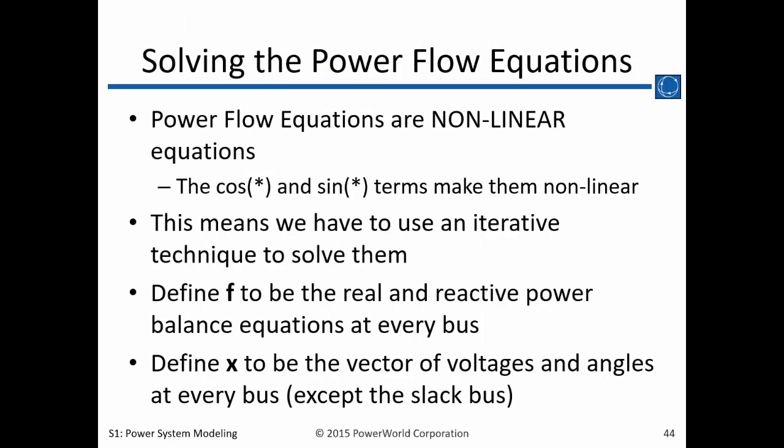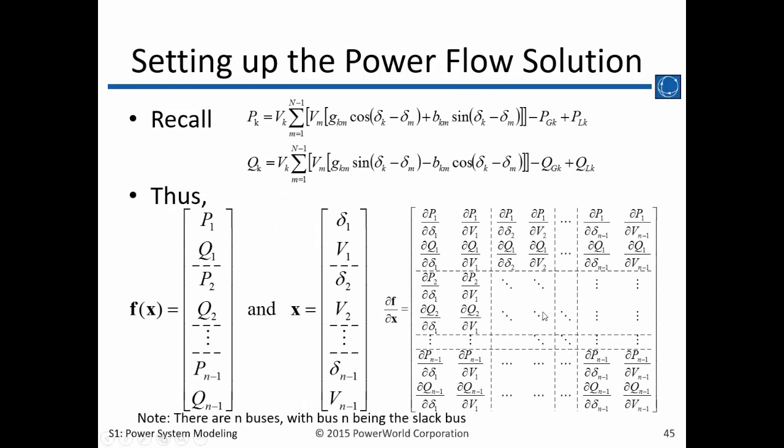Solving the power flow equations, again, they're nonlinear with cosine and sine terms. This means we use this iterative technique to solve them. We define F to be the real and reactive power balance equations at every bus. Those are the functions that we define for solving the power flow equations. And x is the vector of the voltages and angles at every bus except the slack bus. We don't include the slack bus because the slack bus is our reference point, where we have the voltage and angle specified as constant for a reference for the rest of the system.